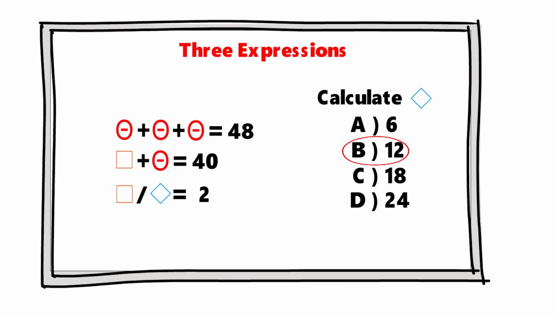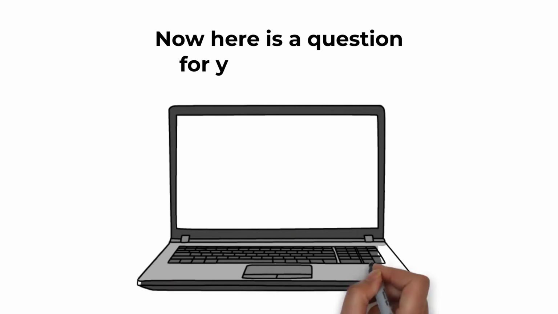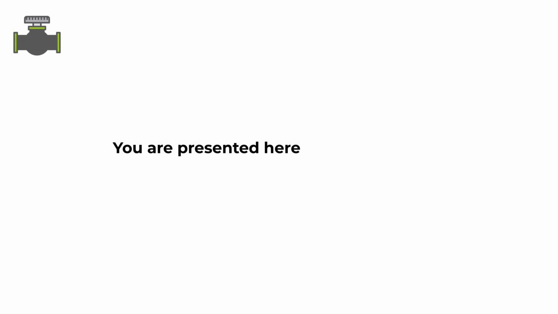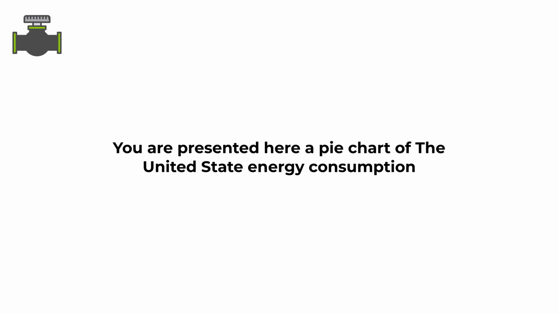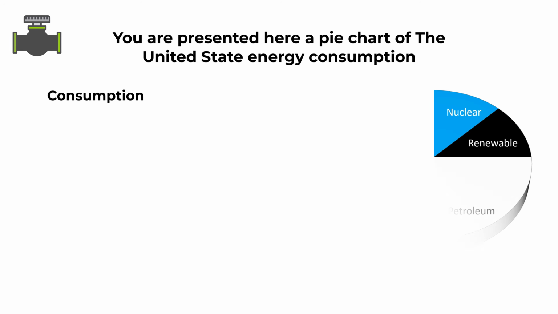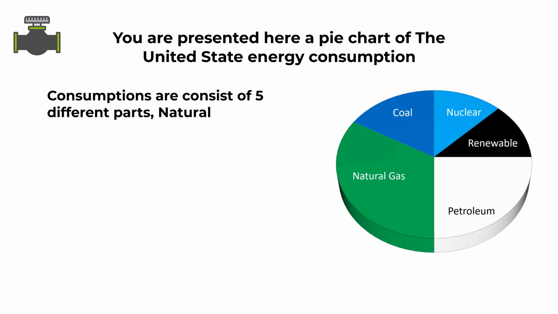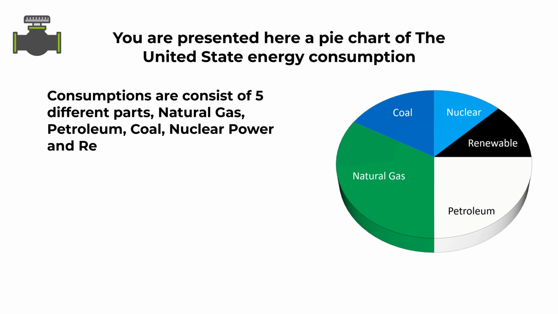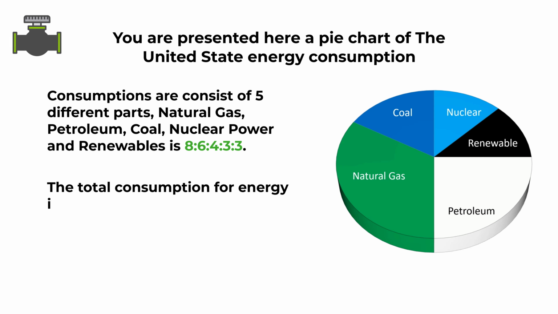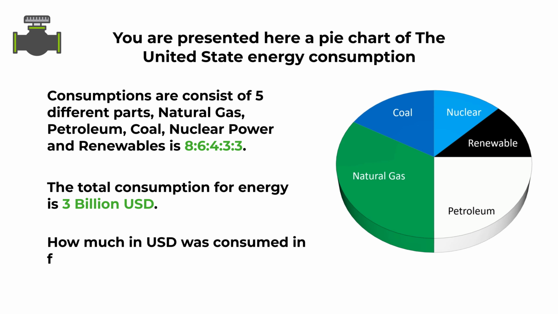Hopefully you've nailed this question on your own and now know how to answer similar problems on the test. And now here's the question for you to practice. You're presented with the pie chart of United States energy consumption. Consumption consists of 5 different parts: natural gas, coal, nuclear, renewables, as well as petroleum. The ratio between natural gas, petroleum, coal, nuclear power, and renewables is 8:6:4:3, and 3. The total consumption for energy is $3 billion. So how much in United States dollars was consumed in form of petroleum?